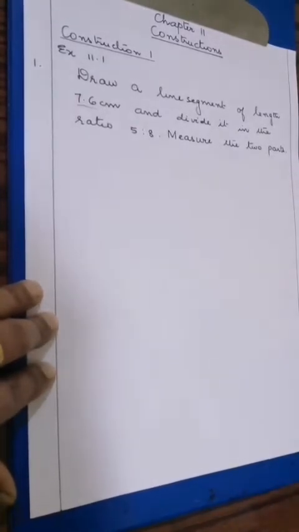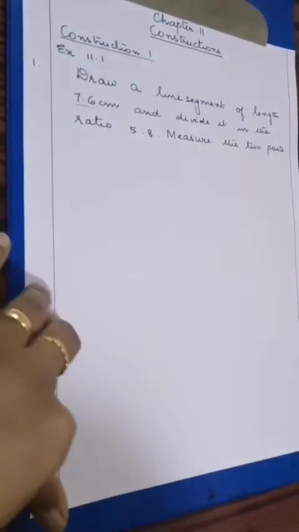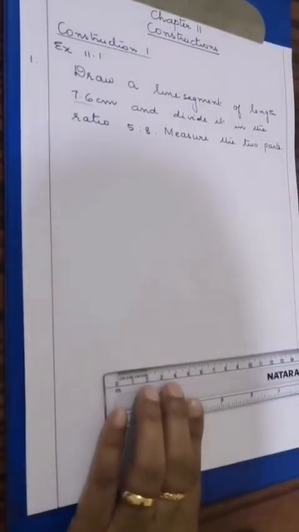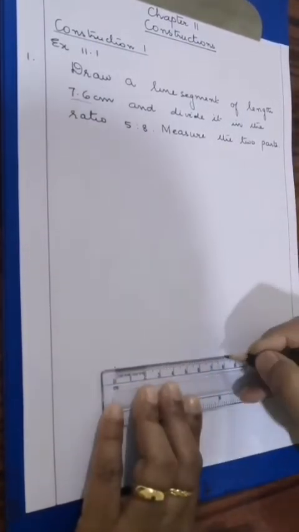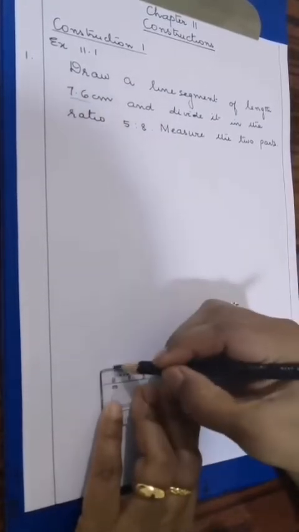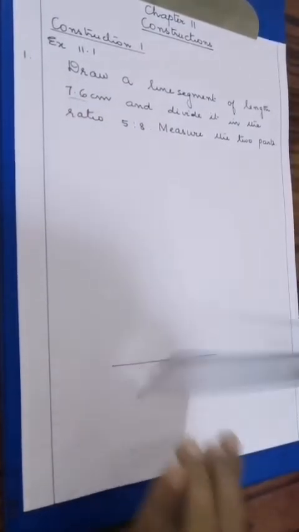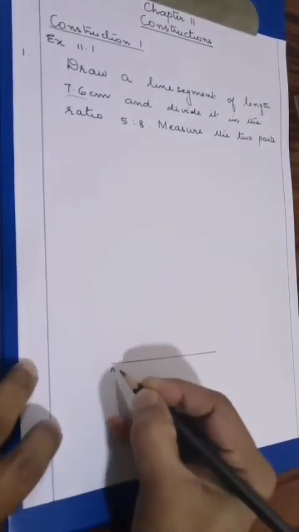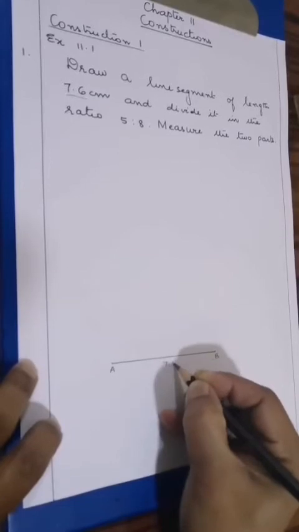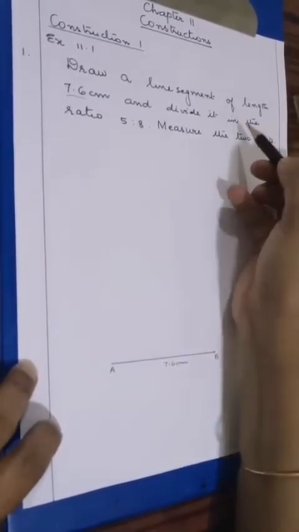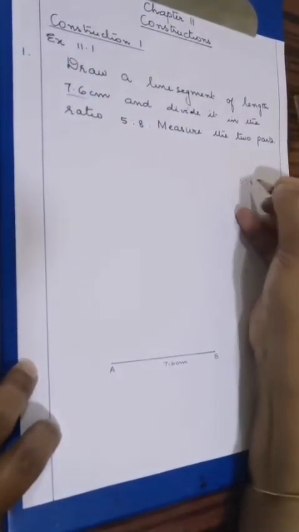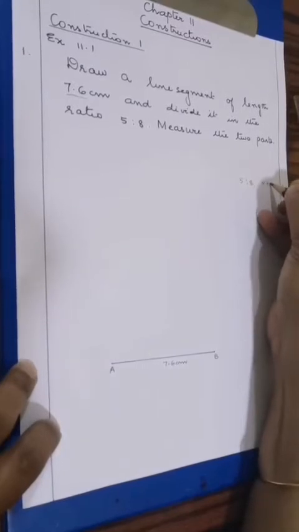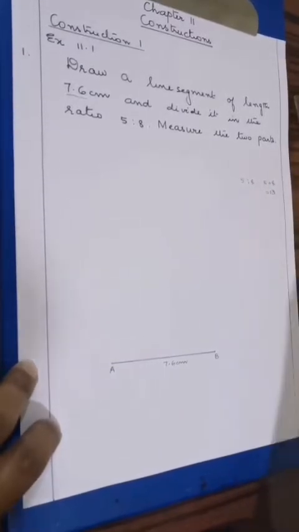In this question, draw a line segment of length 7.6 cm. So the first step is to draw a line segment of length 7.6 cm. Draw AB is equal to 7.6 cm, and divide it in the ratio 5:8. So the needed ratio is 5:8, that is a total of 5 plus 8 is equal to 13.